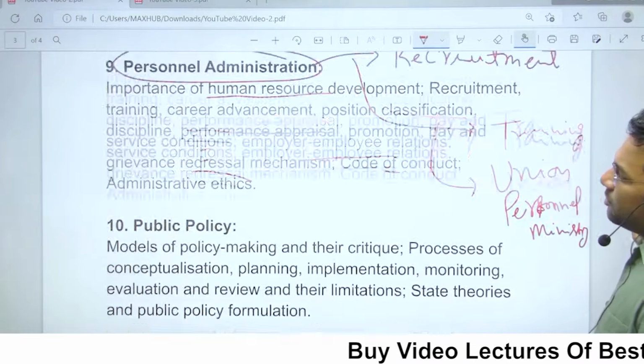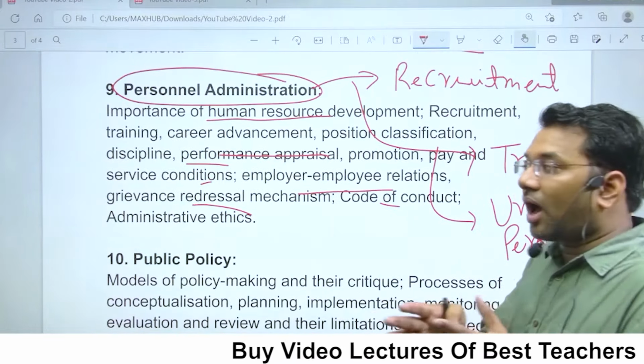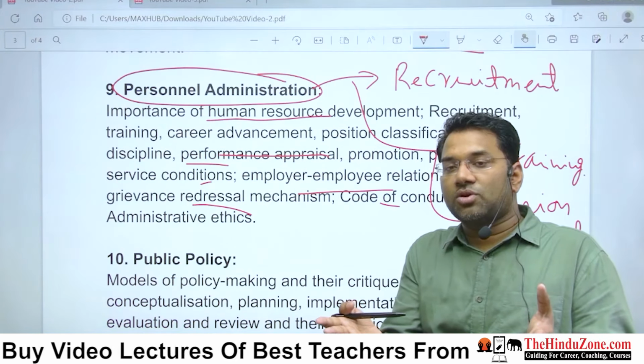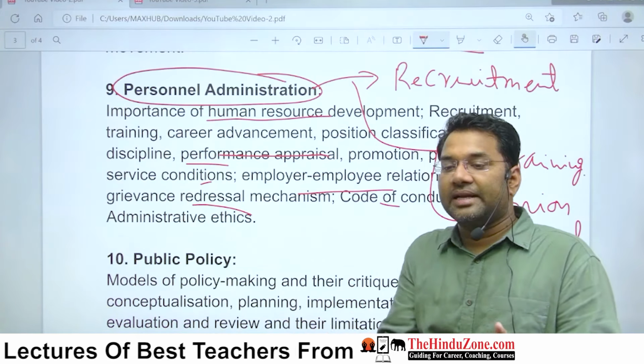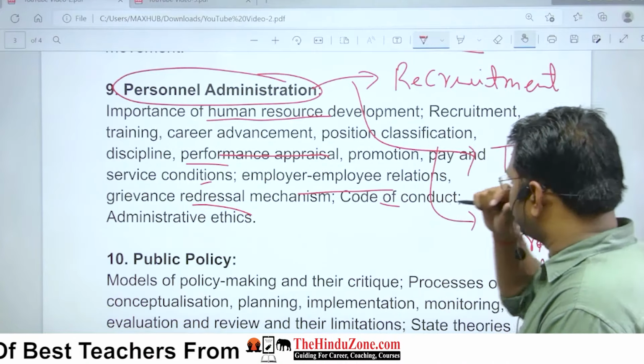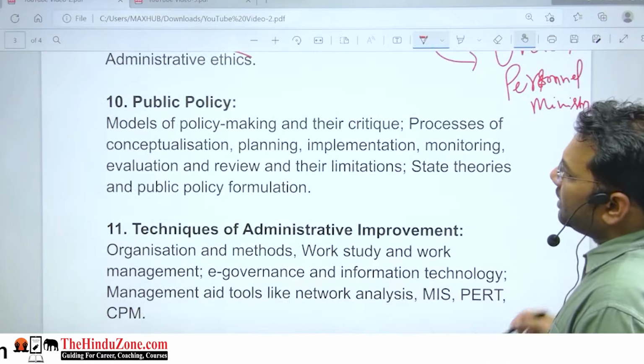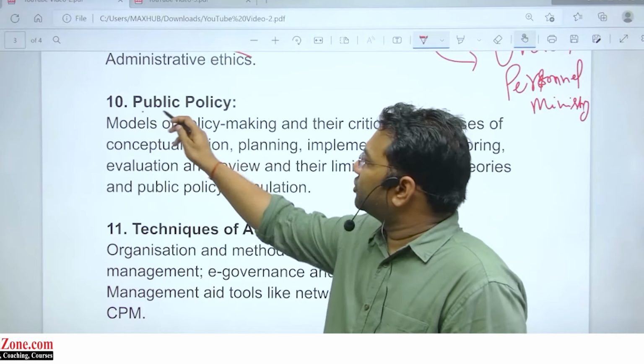ठीक है, in this personal administration, particularly to the how IAS officer work, who governs the service of this IAS officer, IPS officer, training कहाँ पे होती है, कैसे होती है, all these things we will be talking about this personal administration. Then next is the public policy, right?